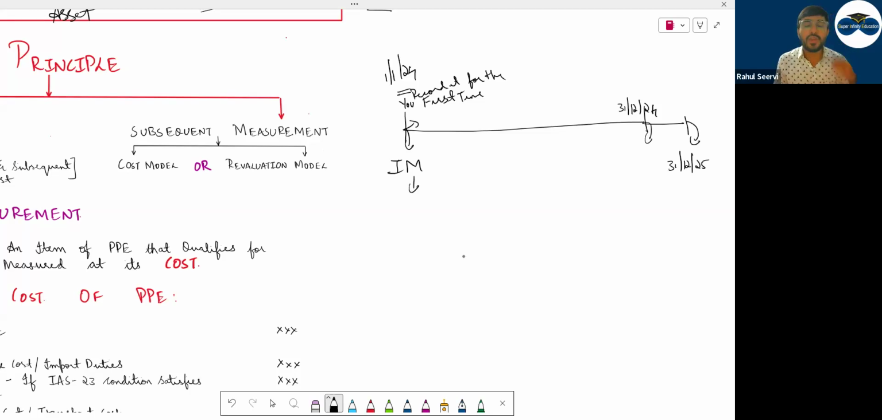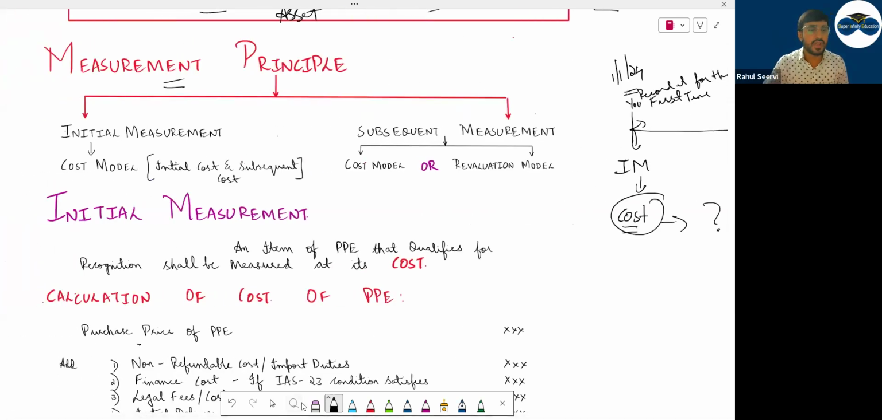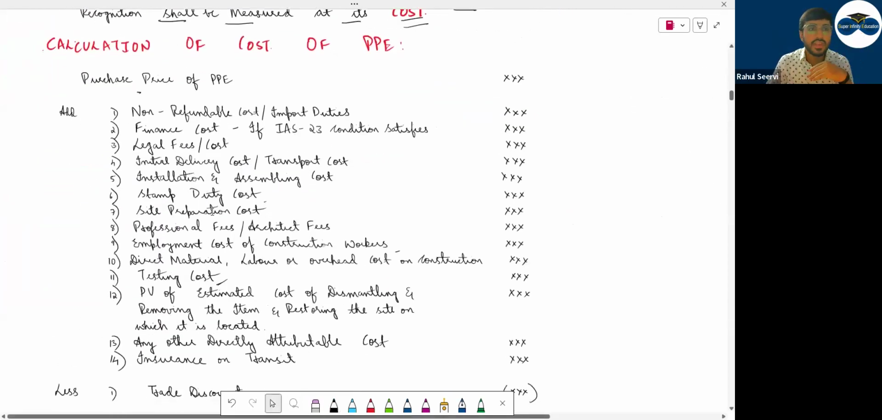IAS 16 says that whenever you record any asset for the first time, which asset? PP, should be recorded at cost only. Now what does this cost mean? Definition is given to this cost also. Let's understand this. Initial measurement: an item of PP that qualifies for recognition shall be measured at its cost. Now, sir, what does cost mean? We'll see. The items which I've written here, you will see 1, 2, 3. This is the maximum the examiner will ask you. A lot of questions will come from this topic only.